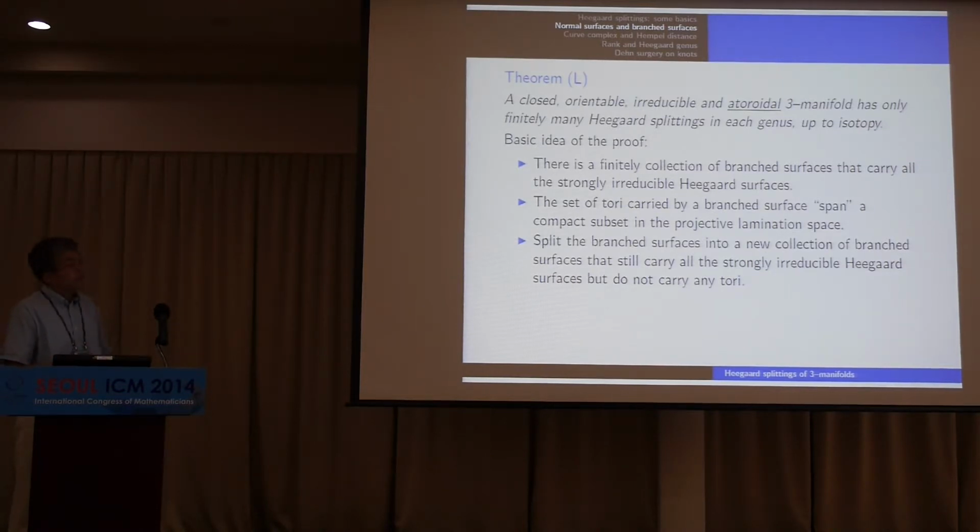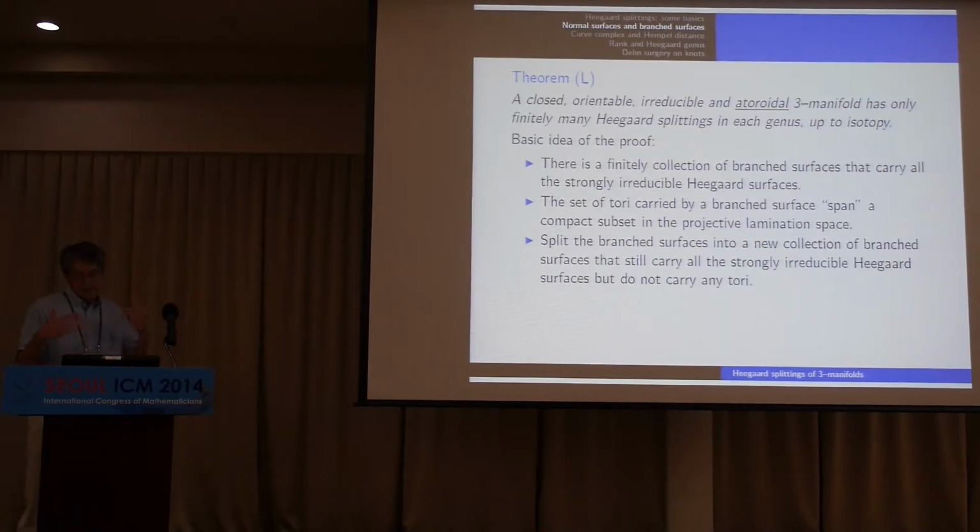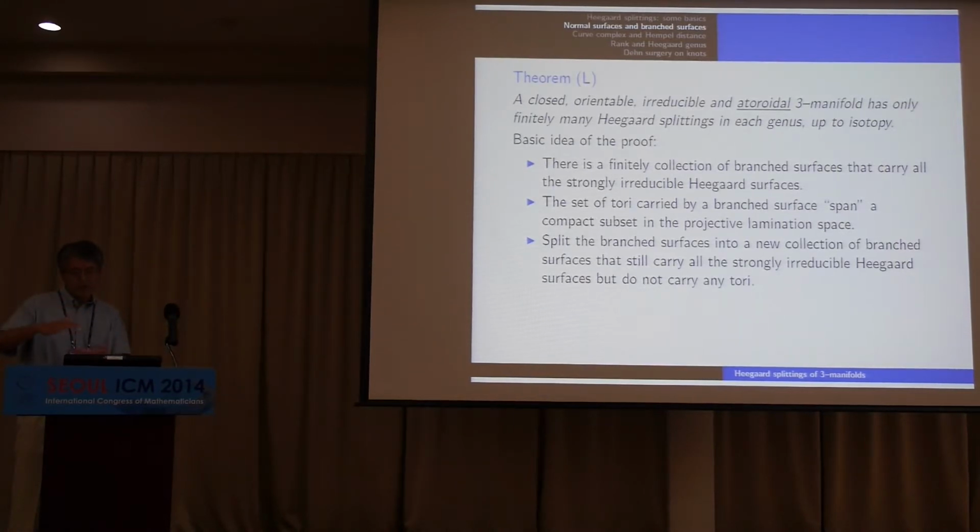Then the set of all the tori basically gives you a special subset in the projective lamination space. I won't tell you what that is, I don't have to, but it's a compact subset. The idea is that you find a way to split your branch surface further and further to get rid of this compact subset. Then you end up with a larger collection of branch surfaces that do not carry tori. Because the surface is carried by a single branch surface, you can view it using a system of linear equations, and because there are no tori, when you add two surfaces together, their genus has to increase. And of course, there's no sphere, you can get rid of that easily. And so the finiteness is just a single calculation of all of the existence.